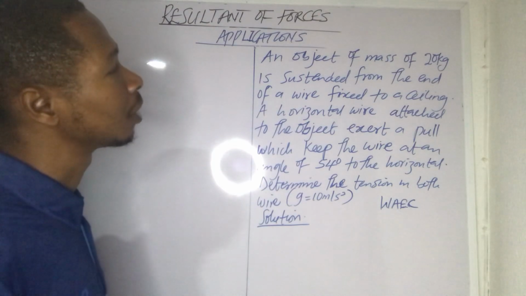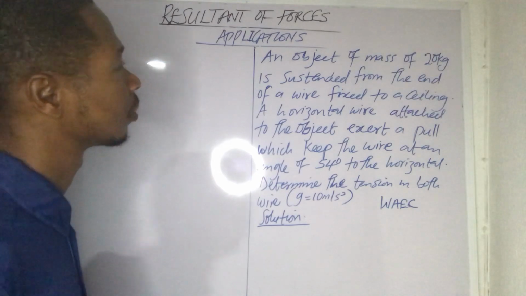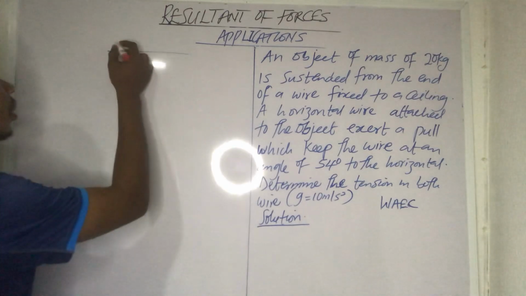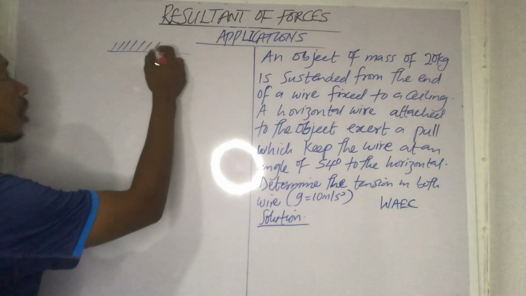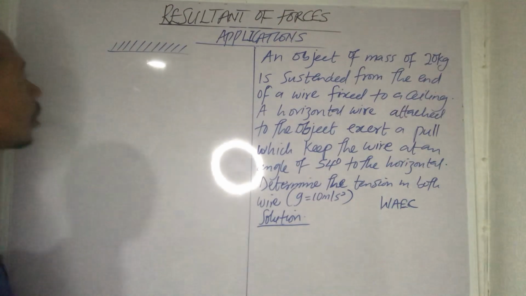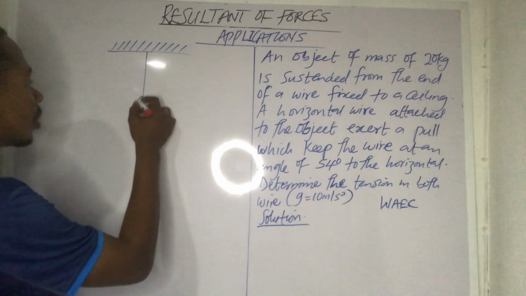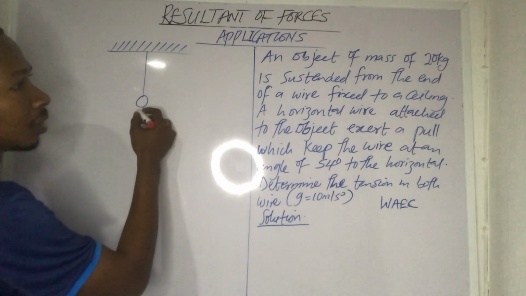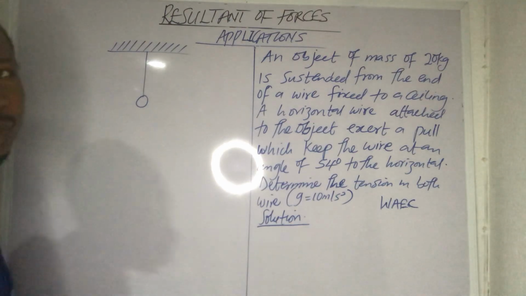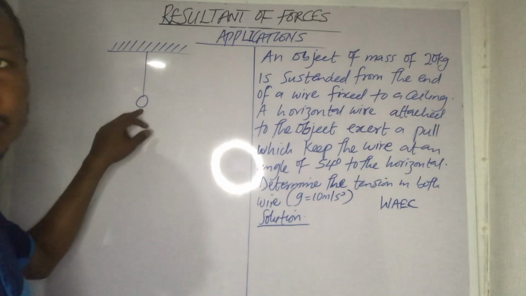An object of mass 20 kilogram. That means there is a ceiling. Let's say this is the ceiling. An object of mass 20 kilogram. This is the object. The mass of the object is 20 kilogram. It's suspended from the ends of a ceiling. This is the wire. This is the object.